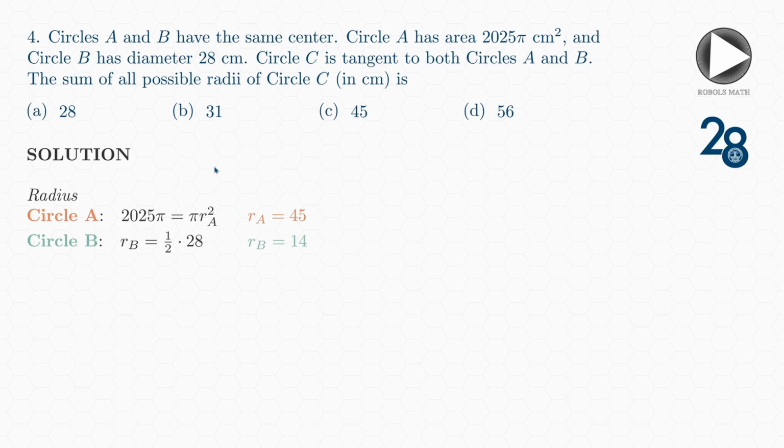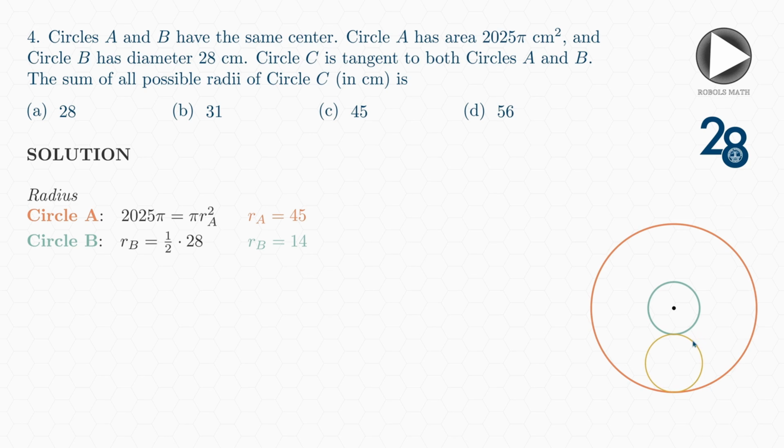Okay. So now that we have the radius of A and B, we can now determine what circle C should look like. We first draw here the center of the two circles, A and B. The orange circle right here corresponds to circle A, and then the smaller one is circle B. Circle B should be smaller because it has a radius of 14. Now, there are only two possible orientations of circle C that is tangent to both A and B.